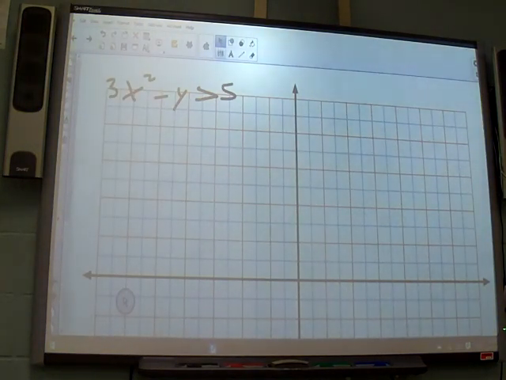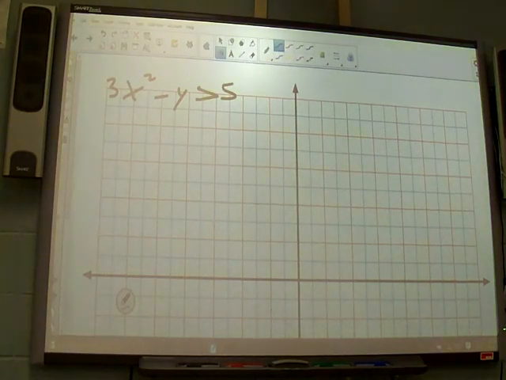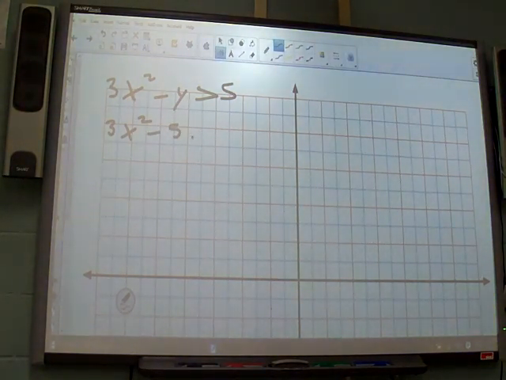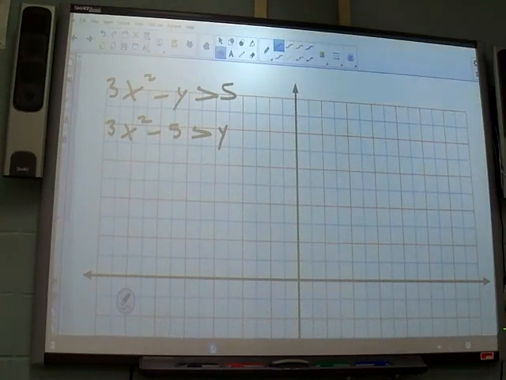Okay, so to graph this thing, that's in almost standard form. Standard form is y equals ax squared plus bx plus c. So I need to move the 5 over and I need to move the y over. So I'm going to rewrite this as 3x squared minus 5 is greater than y. Okay, I subtracted the 5 and I added the y. Everybody see what I did there?